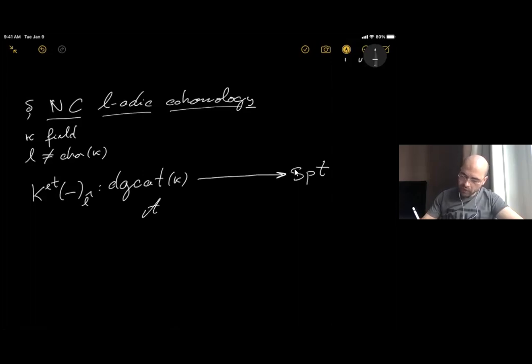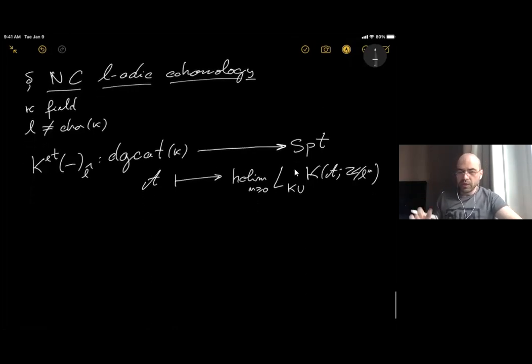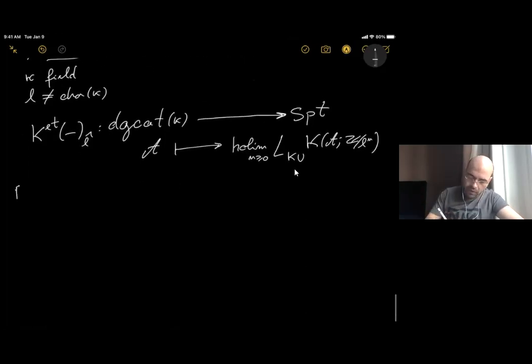If you have a DG category A, what you can do is take the K theory of A with coefficients in Z mod L^n, and then do something called a Bousfield localization with respect to complex K theory, Ku. And so you get this spectrum, and then you do this completion. You take this homotopy limit over n, and you get this spectrum. So it's a machine that, given a DG category, produces a spectrum. And using it, one can define the L-adic cohomology.